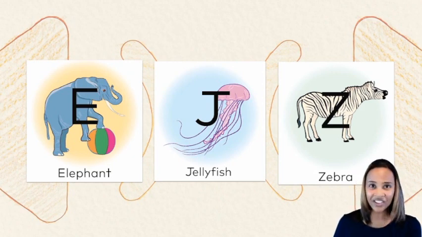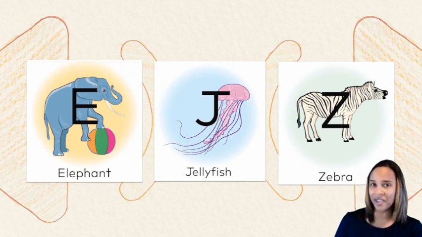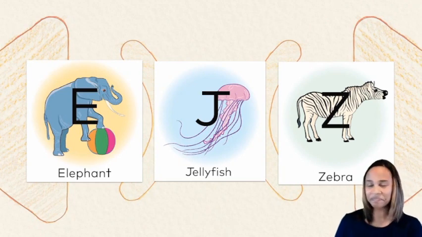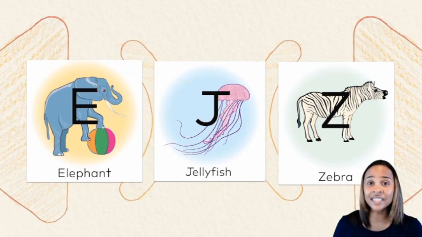Let's try our letter chant with these sounds. I want you to repeat them after me. We'll start with the letter E first. Ready? E, elephant. J, jellyfish. Z, zebra. Awesome job with your letter sound chant.